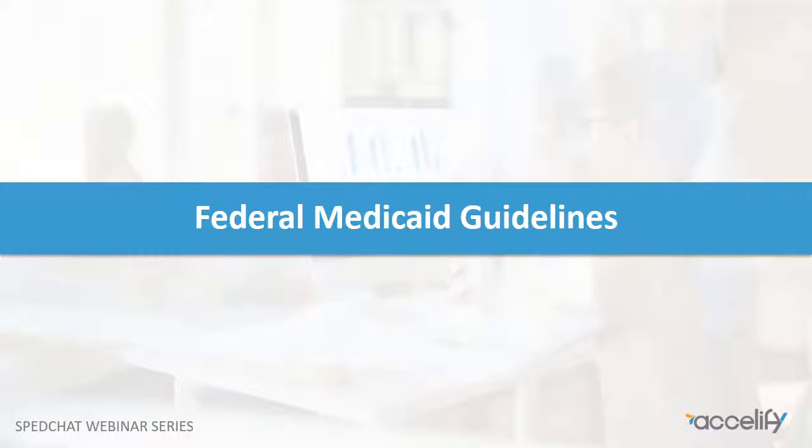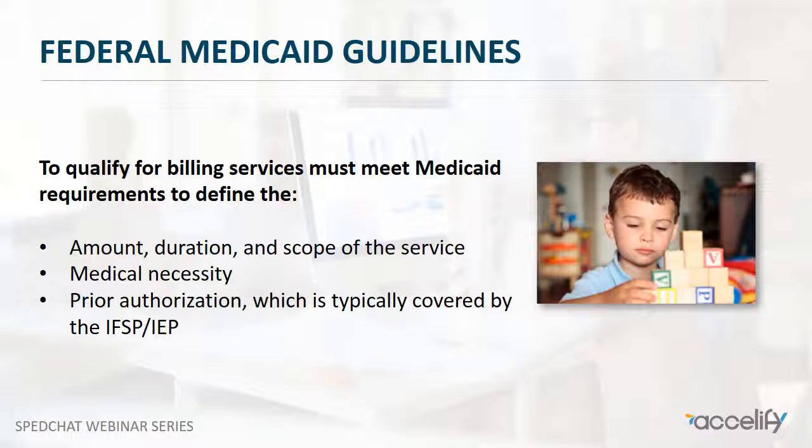Now let's review some federal Medicaid guidelines. First, what makes a service billable? At the very basic level, a service has to be defined in the IEP, which is its form of prior authorization, and it has to be defined with certain requirements. The amount, duration, and scope of the service do need to be defined, and the medical necessity of the service does need to be established.